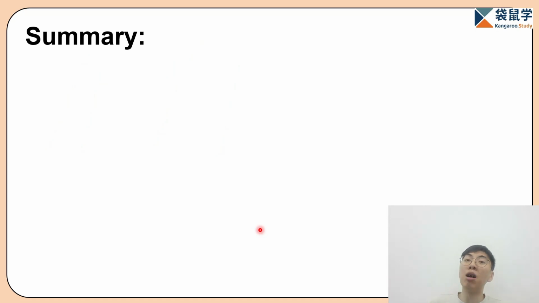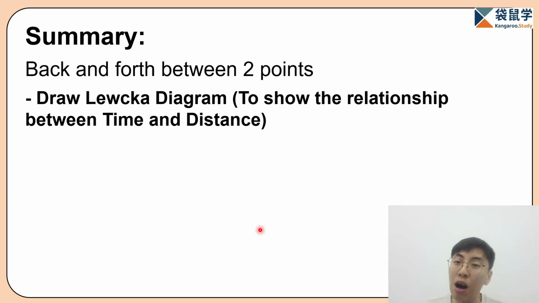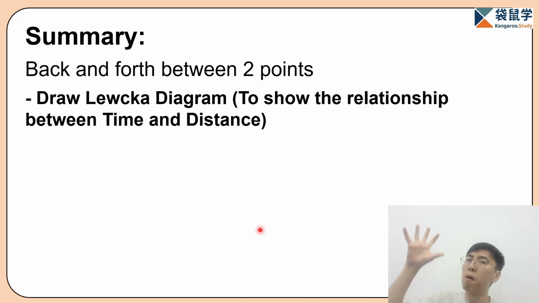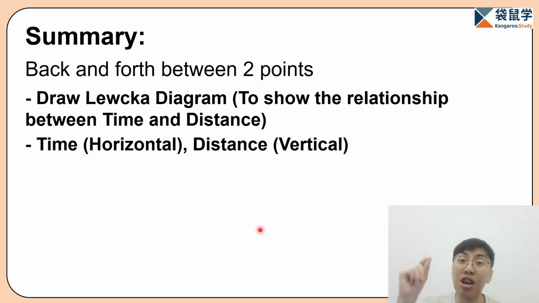So let's do a quick summary of what we have learned today. When we are dealing with problems that involves people going left and right, back and forth, we draw out our Lewcka diagram to show the relationship between both the time and the distance. And aside from that, well, what else do we do? Well, time is of the horizontal and distance is of the vertical. And that is all that I have to share for this question.